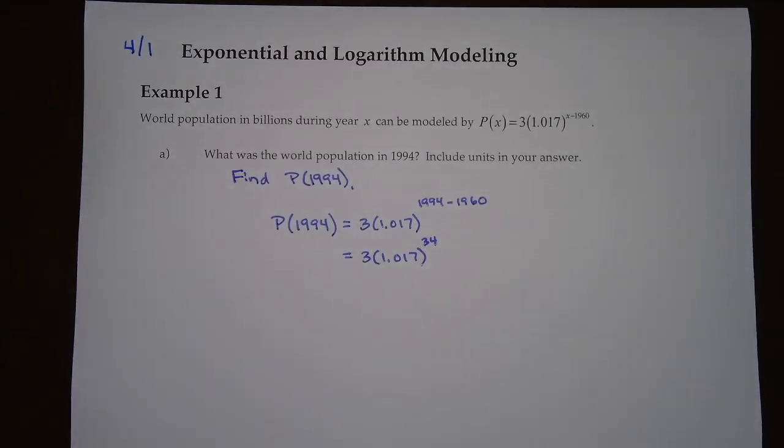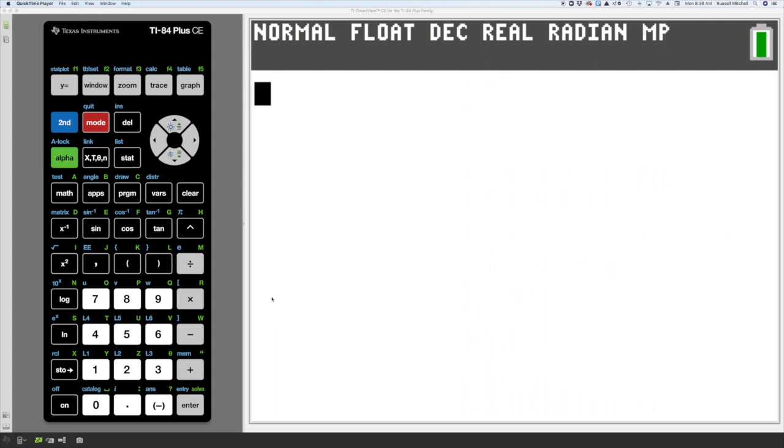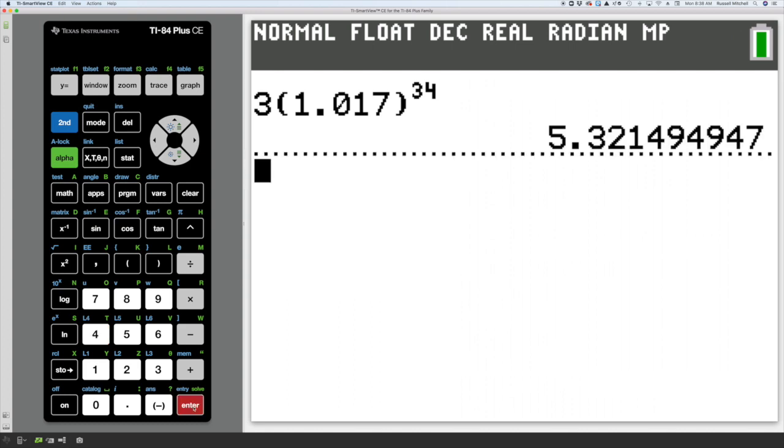So we're going to put this into our calculator. I'm going to go to my calculator. We're going to put that in, all right, and see what it comes out to be. So in our calculator, we're going to put in 3 and then parenthesis and then 1.017 and then close the parenthesis and then raise that to the 34th power. And that gives us 5.321 because we'll round to 3 decimal places.